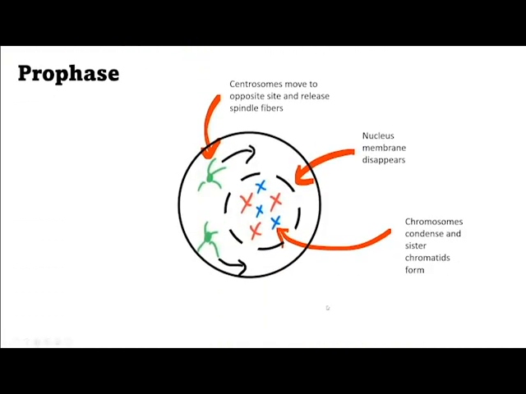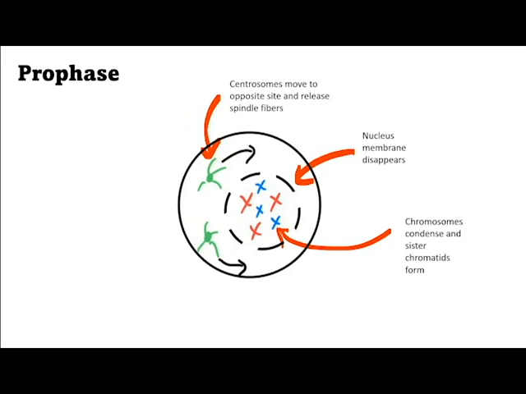Now let's talk about the main stage, the mitosis. Mitosis consists of prophase, metaphase, anaphase, and telophase. The mnemonic for it is PMAT, which stands for prophase, metaphase, anaphase, and telophase, as I just listed.